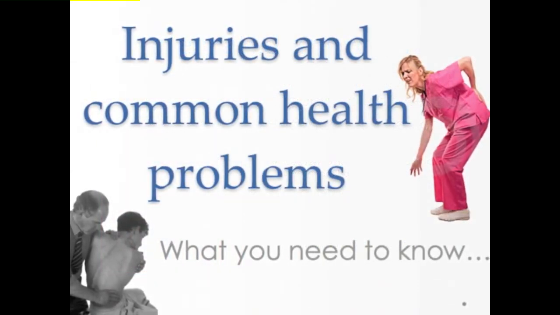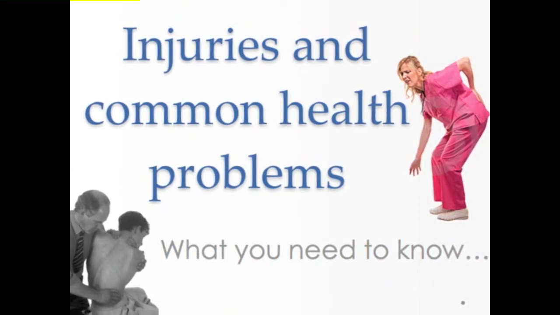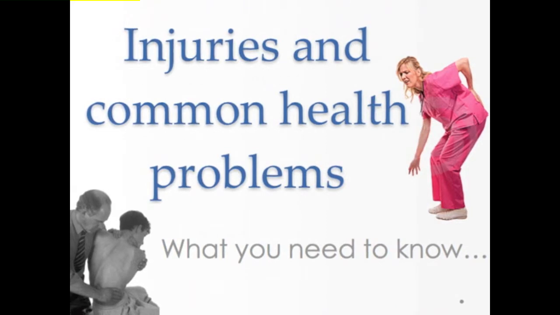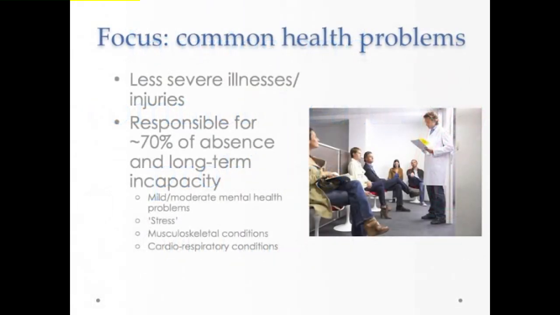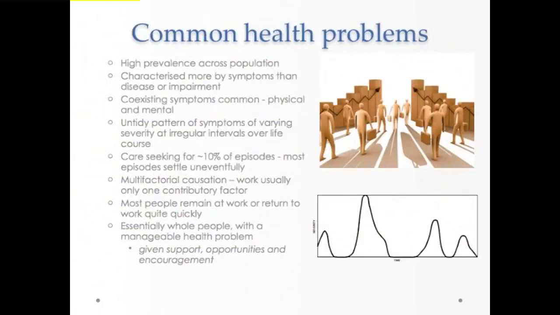Let's continue our focus on injuries and common health problems. These are the less severe illnesses or injuries. They're responsible for about 70% of absence and long-term incapacity. As mentioned before, they involve the mild to moderate mental health problems, stress, musculoskeletal conditions, and cardiorespiratory conditions. There's a very high prevalence across the population, characterised more by symptoms than by disease or impairment. There's very often coexisting symptoms, such as physical and mental ones. There's an untidy pattern of symptoms of varying severity at irregular intervals over the life course.